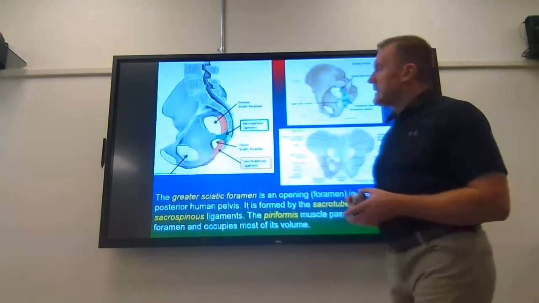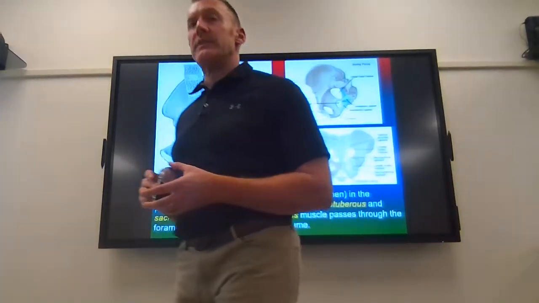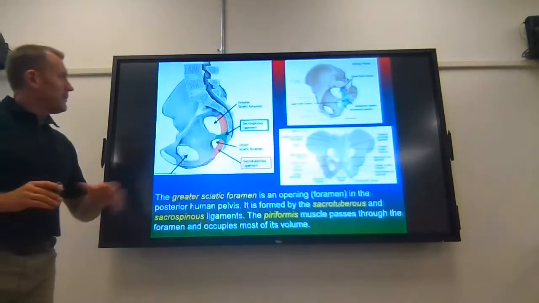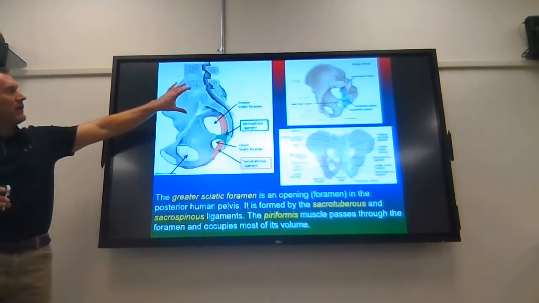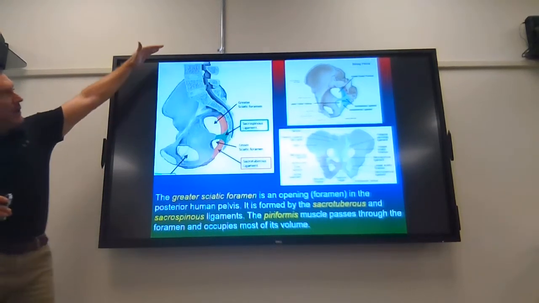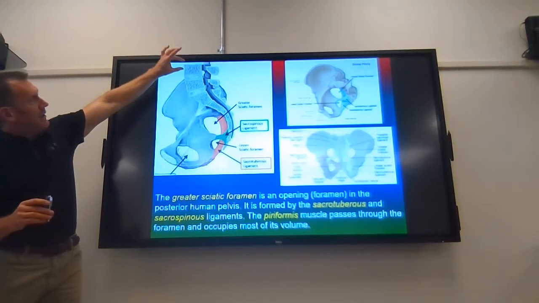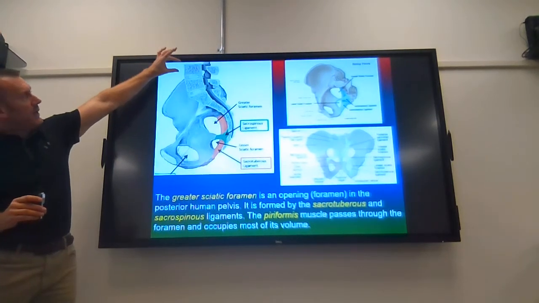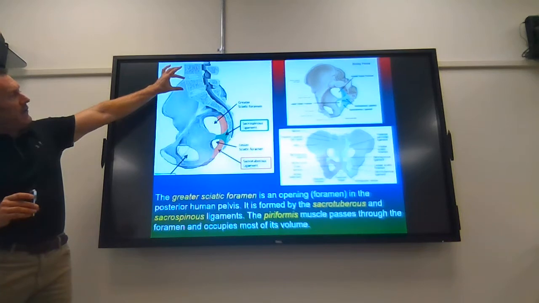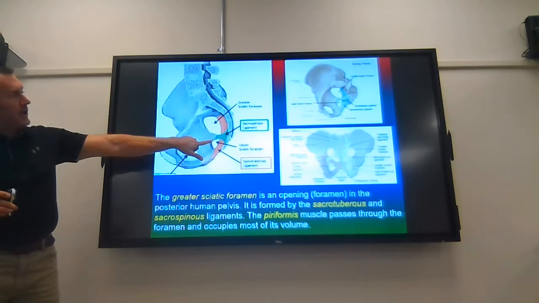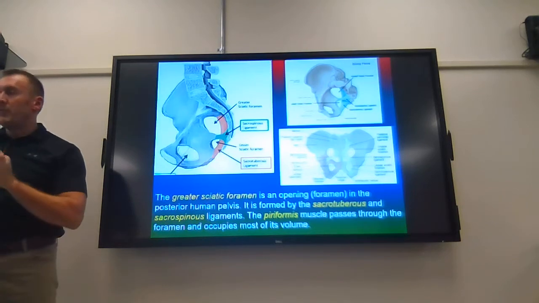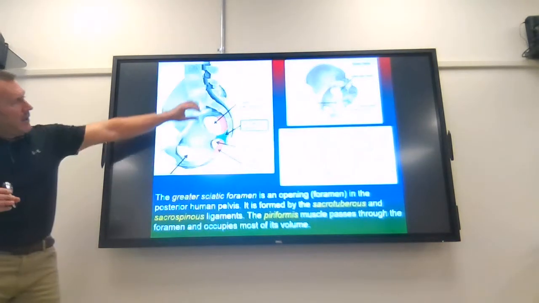Okay, all right, so let's get into a little more detail here. This would represent a cross section from a sagittal view. What you're looking at here is a right hip bone. You're looking at the last two lumbar vertebrae, so L4 and L5, and then the sacral and coccygeal vertebrae here. Okay, a couple of important parts.